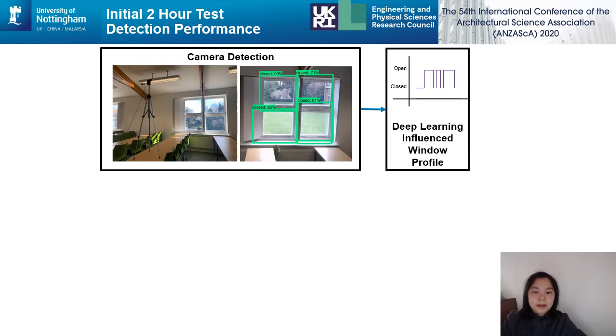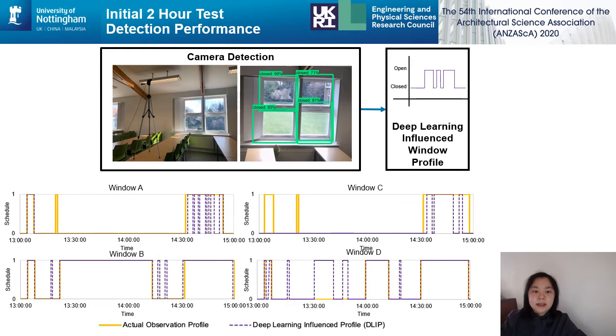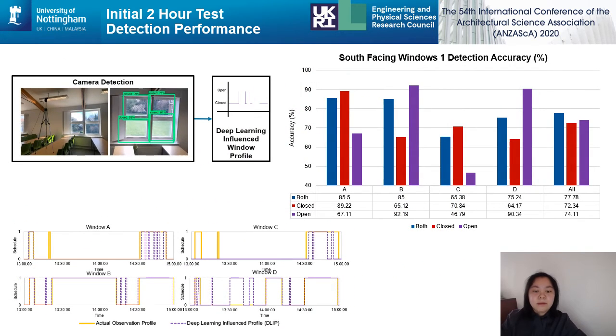A test was performed within the selected lecture room with various combinations of window openings on windows A to D. The corresponding deep learning profiles were plotted here against the actual window conditions. The accuracy of the real-time detection is shown here. Effectively, an average accuracy of 77% was achieved, the highest with window A achieving 89.2% on detecting being closed and window D for being opened with 90.3%. This detection is solely based on the specific location, time, and environmental conditions.